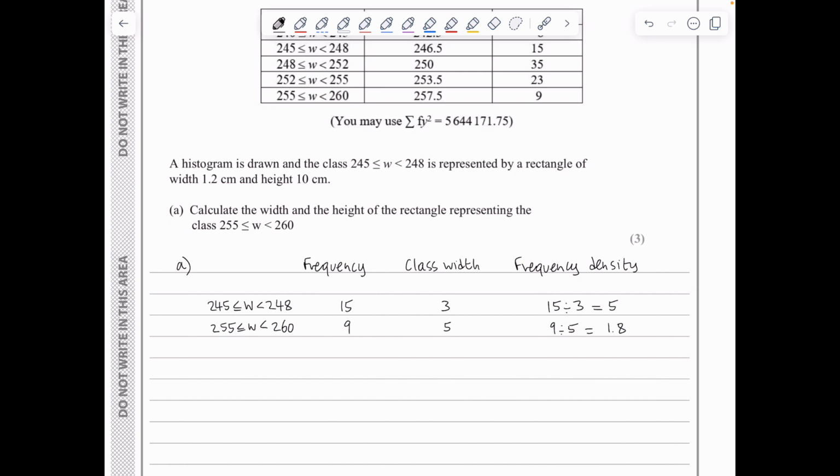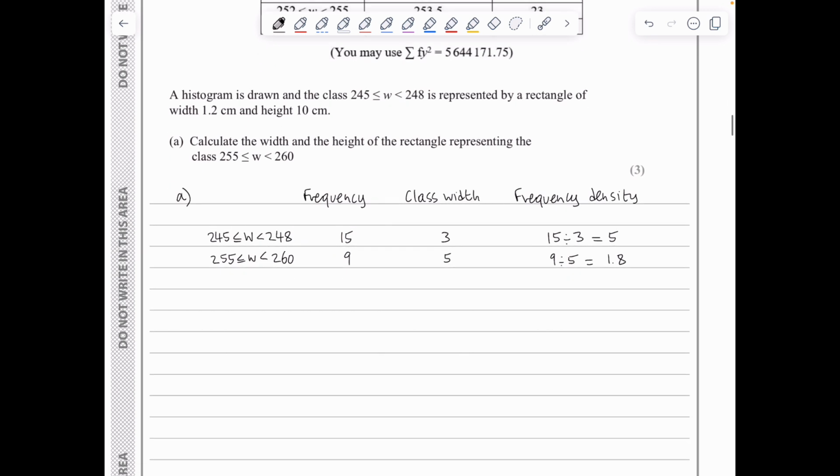Now to find the width, I'll be looking at the class width. So we know that 3 units are represented by 1.2 centimeters. So 5 units will be represented by x centimeters. So x is going to be 5 times 1.2 over 3, which gives an answer of 2.